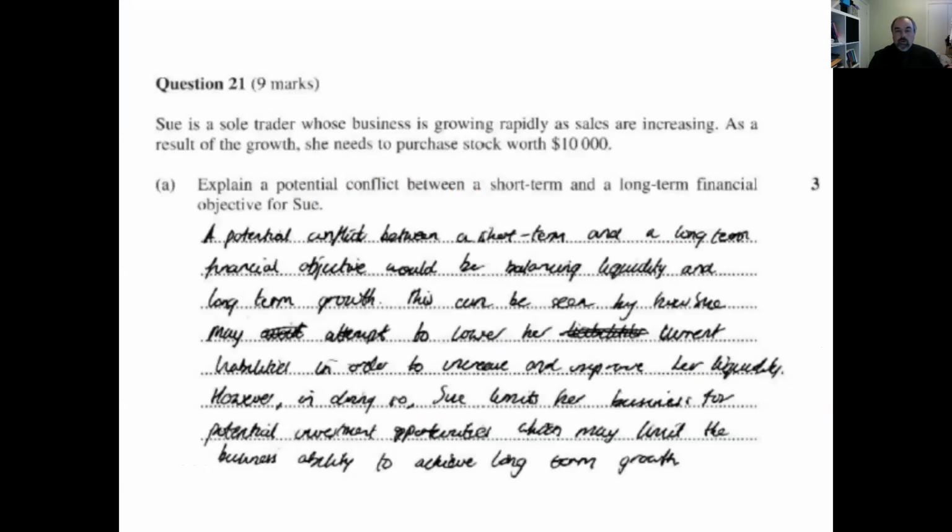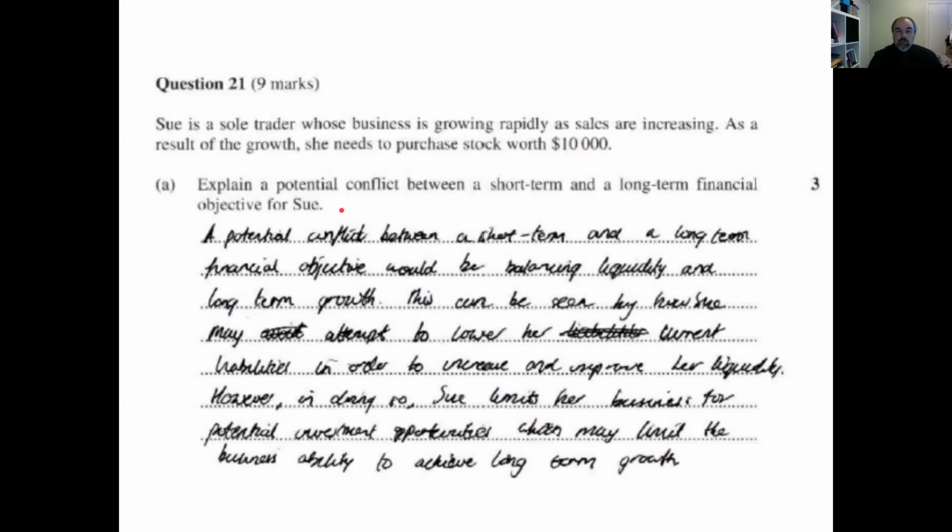All right, so I've got a sample question here, and this comes from the NESA workbooks that are produced most years. So we've got our stimulus material here. Sue is a sole trader whose business is growing rapidly as sales are increasing. As a result of the growth, she needs to purchase stock worth $10,000. We look at the question: explain a potential conflict between short-term and long-term financial objective for Sue.